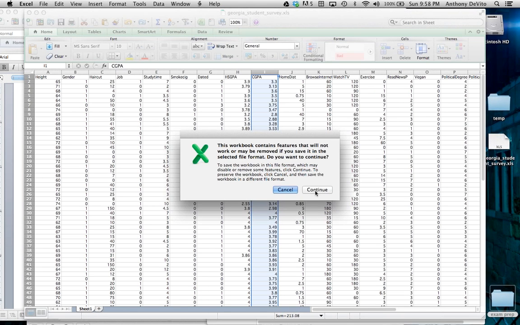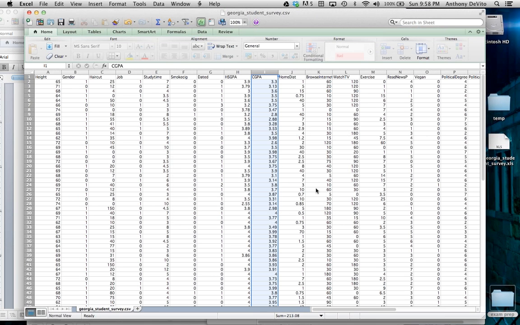It's warning me that I may lose some formatting if I use CSV, because CSV is just text with commas between each field. But that's okay, I don't mind losing some format. I have two versions of this on my desktop now, the Excel version and that CSV file. That CSV file you're able to import into R, and all these variables will be in R.